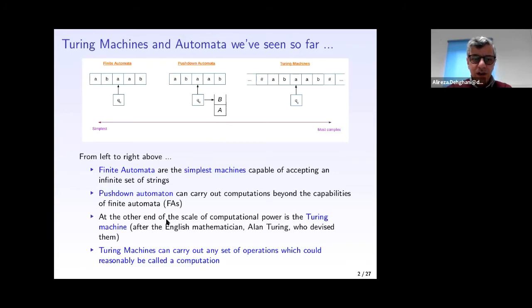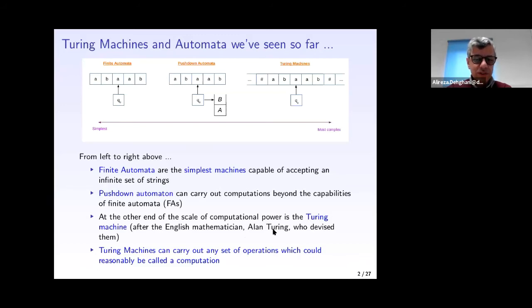Okay. At the other end of the scale of computing power is the Turing machine. The Turing machine is named after the English mathematician Alan Turing, who devised it. And we will talk about the Turing machine.